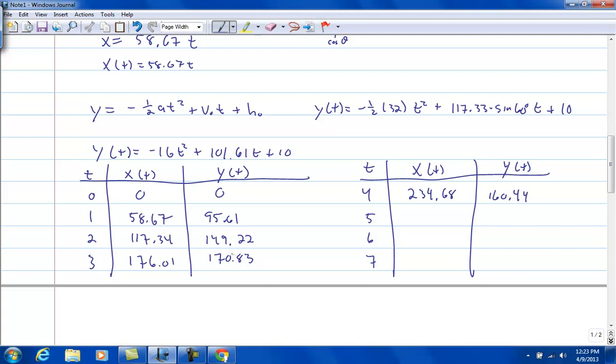See the bigger increases, and the increases are getting smaller. Then we're at 293.35, then 118.05. So now we're heading down. 352.02, 43.66, definitely going down. And then 410.69 and negative 62.73. So definitely come down. So we can stop there.